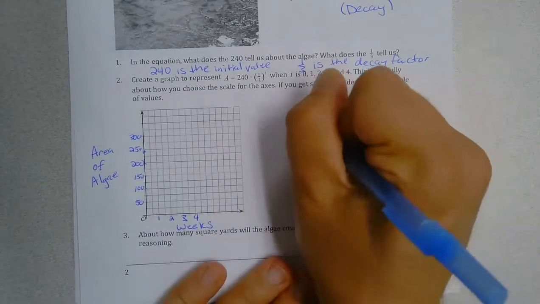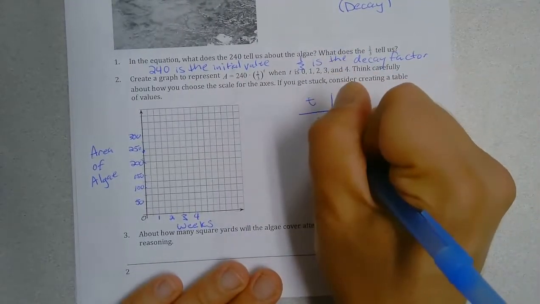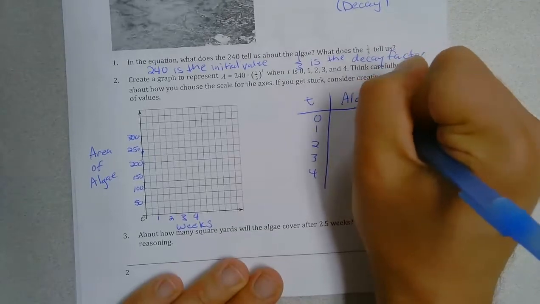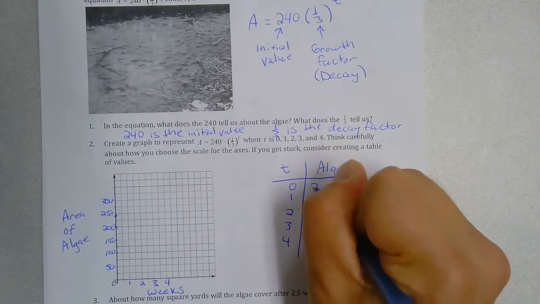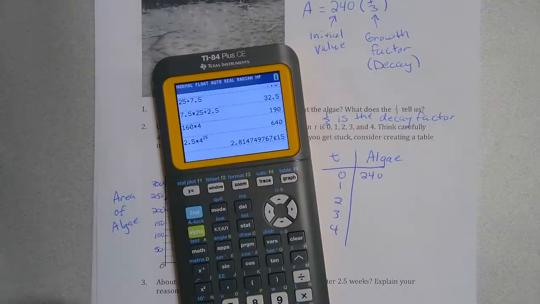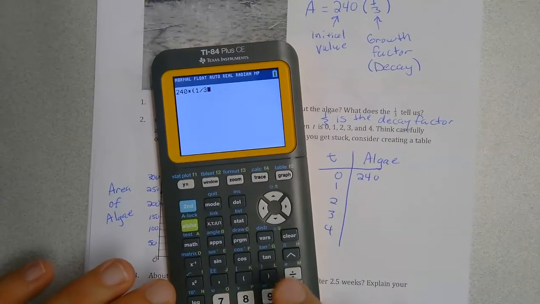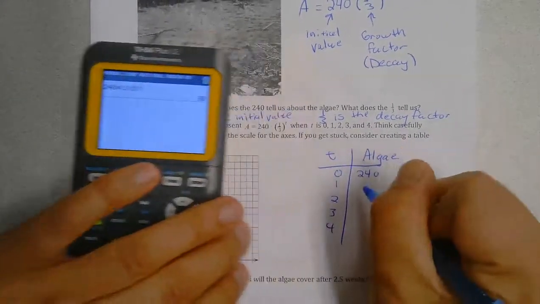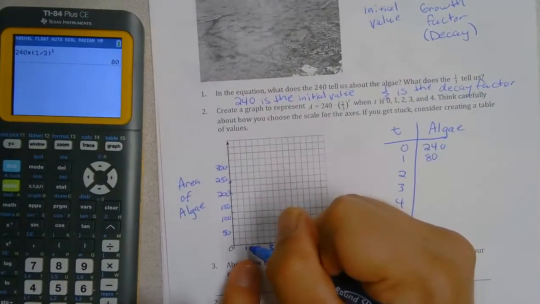And what I'm going to do is create a table. So T is the number of weeks. And we go with 0, 1, 2, 3, and 4. And this would be the algae. Now remember, we know that if I plug in 0 here, I'm going to have to start with 240. And what I can do on a calculator is just put in my expression 240 times, in parentheses, 1/3, and then go to the first power. And we have 80 square yards of algae. So week 1, I'm down to 80.